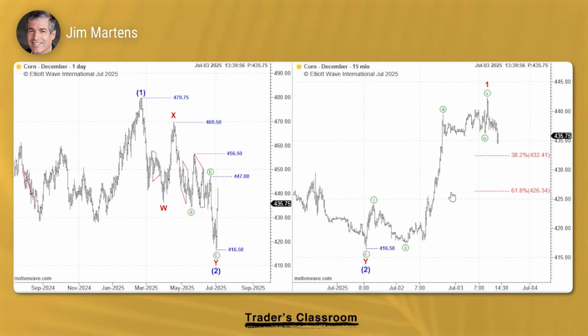But either way, this impulse rally, even on this 15-minute chart, tells us that this rally on the daily chart from 416.5 is incomplete. There's more to go. And that is valuable information.